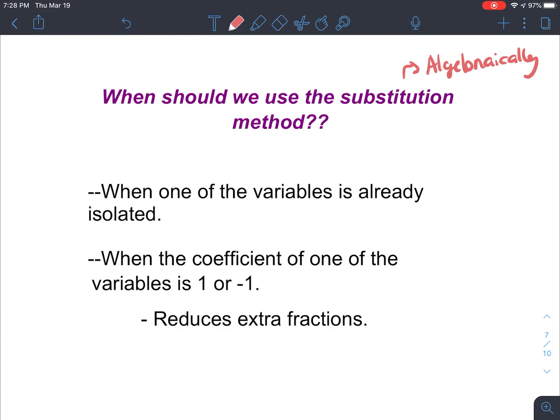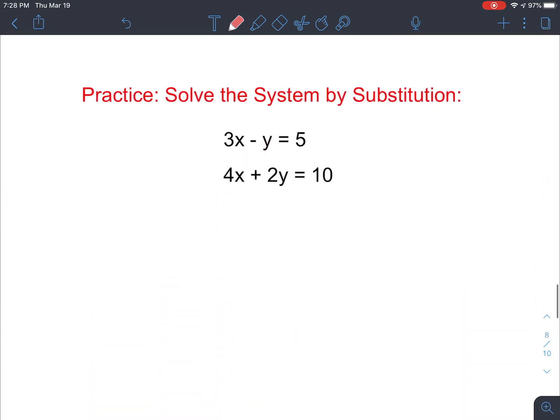And it's easiest to use when one of the variables is already isolated, like we saw in a couple of the examples, or when the coefficient of one of the variables is 1 or -1. You'll see that if the coefficients are not 1 or -1, you'll have to start doing some dividing, and you might end up with some messy fractions. So to avoid that, we will have another method for us to use on a later date. Okay, so we're trying to avoid the extra fractions.